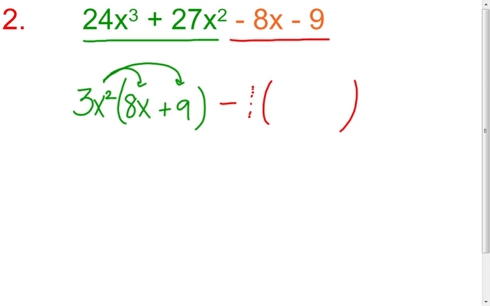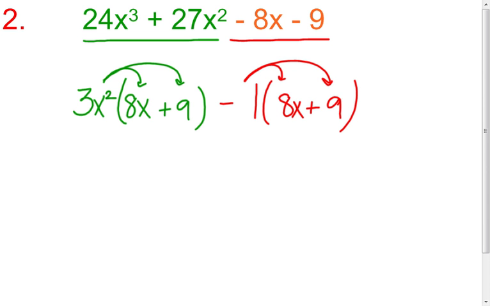You can pull out a negative 1. So negative 1 times 8x would give me negative 8x, and negative 1 times positive 9 would give me negative 9. Okay? Lots of you are not going to write that 1 right there, so be really careful about that. There is a 1 right there that's not written.